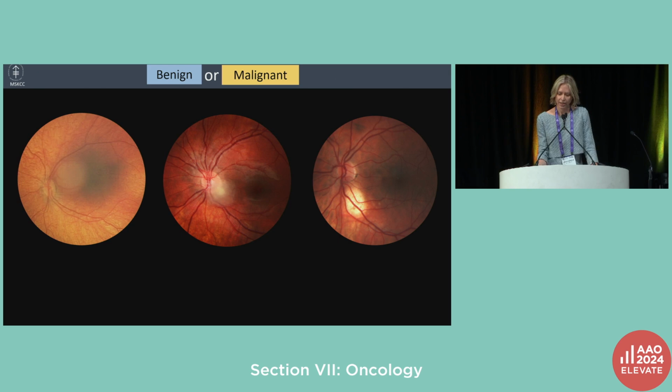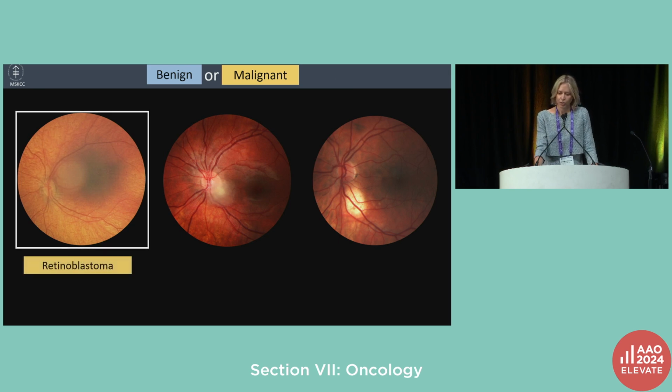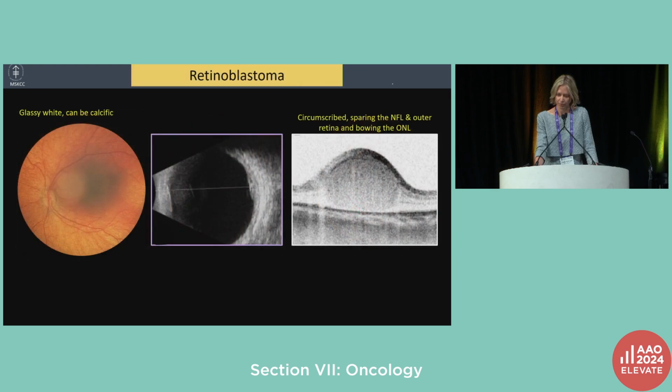And then finally, these three juxtapapillary lesions. First one here is a retinoblastoma. These are glassy white. They can sometimes be calcific. On the OCT, I'm going to show you the OCT is important for all three of these lesions. You see a circumscribed lesion.